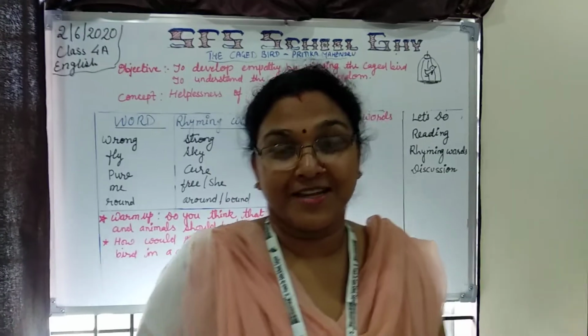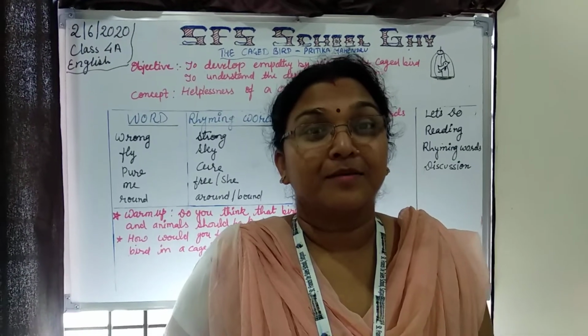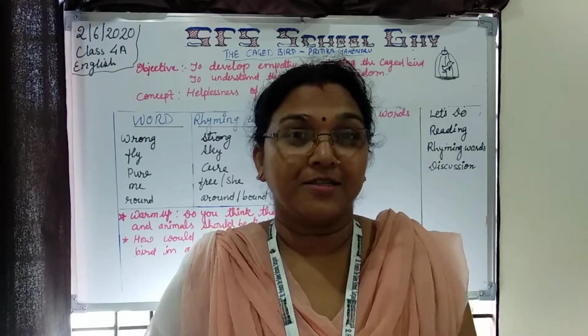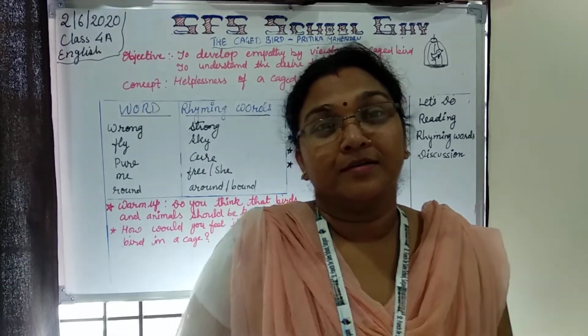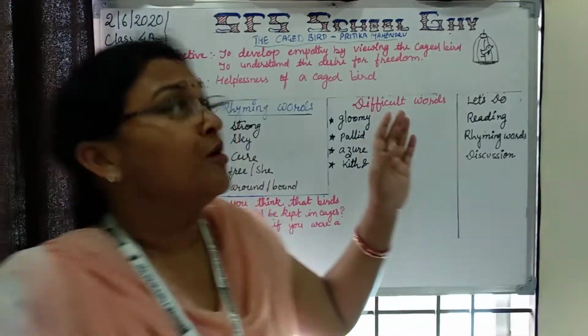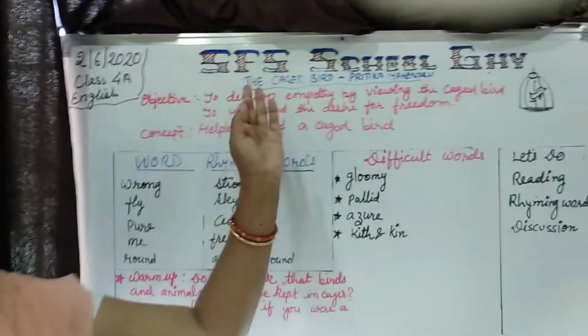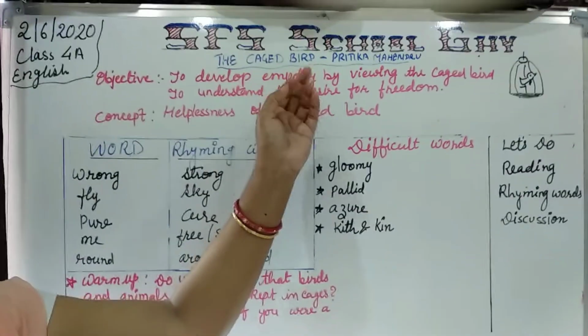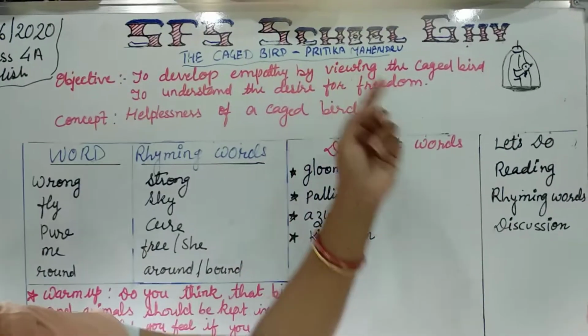Today we are going to start with our third poem, that is the third lesson of the textbook. Okay, and the third chapter is a poem. The title of the poem is The Caged Bird, which was written by Pritika Mahendru.